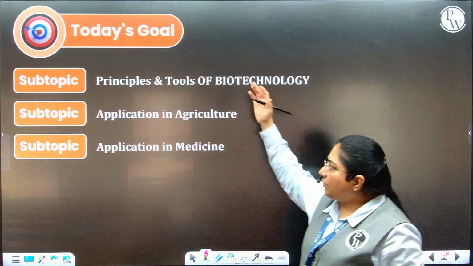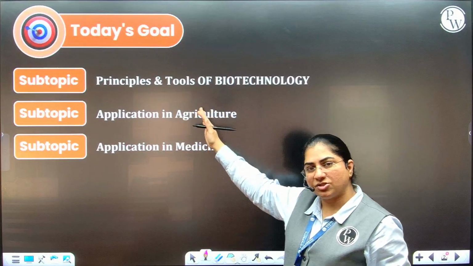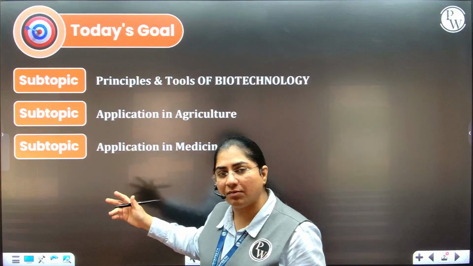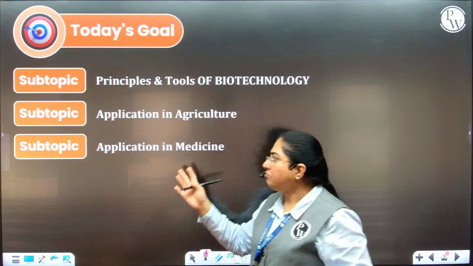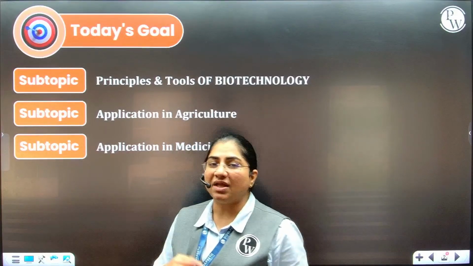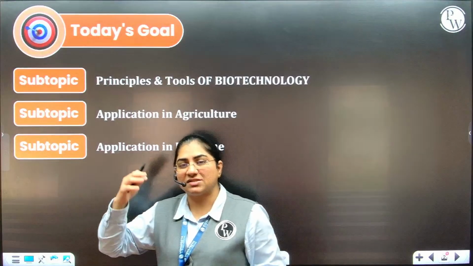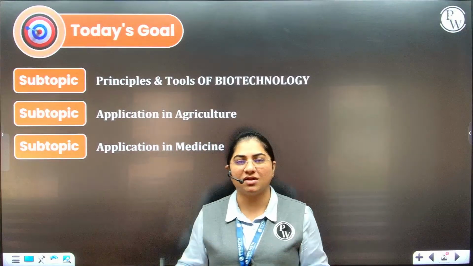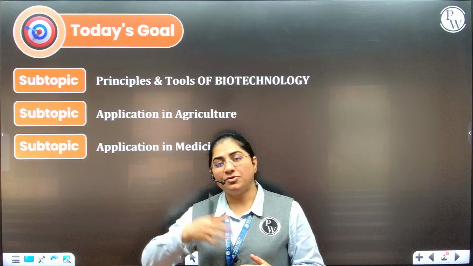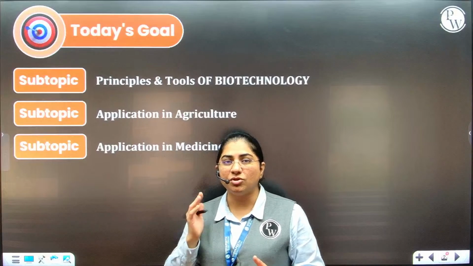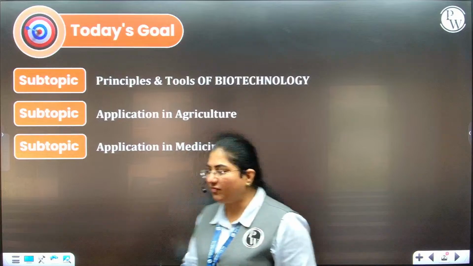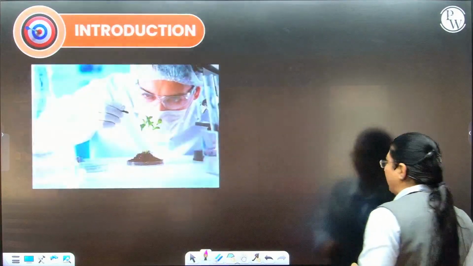Then we are going to go into the application into agriculture, where we are going to take one important example of BT cotton, from which a large number of questions are coming, and it is repeatedly coming. And we are also going to talk about application in medicine, where we are going to see how insulin plays a very important role, since the diabetes capital of the world is our country, that is India. And to provide insulin to every individual who needs it, how biotechnology helps in it, okay? So we will be discussing these two topics of applications here.